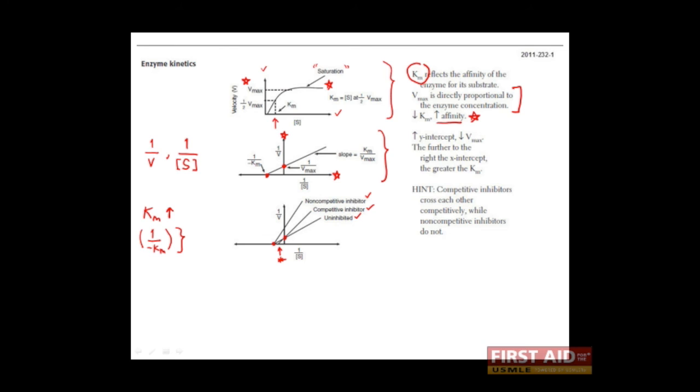The only difference is that so long as the non-competitive inhibitor is bound to the enzyme, the substrate cannot be converted to product. Said differently, the enzyme can still bind the substrate with the same affinity, but cannot do its job in converting the substrate into product.